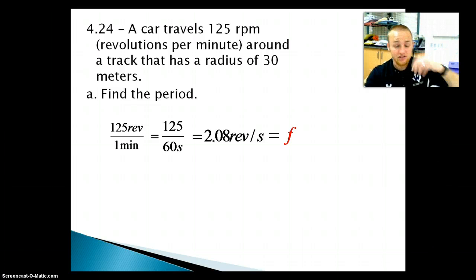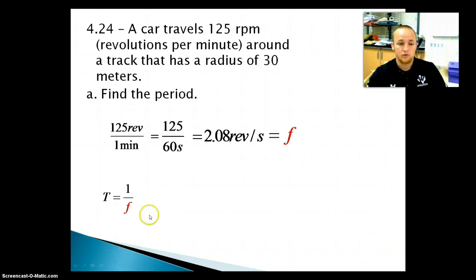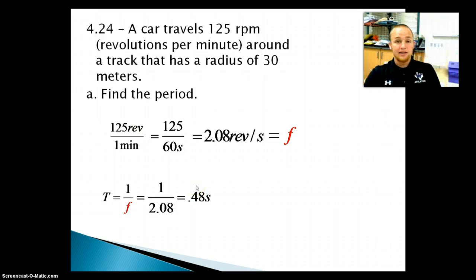So knowing this, we can find the period, because remember, the period is the inverse of frequency. So our period, T, is equal to 1 over our frequency. All we do now is substitute into that equation. So 1 over 2.08. So our period is 0.48 seconds. So it takes 0.48 seconds to go one full rotation. And that's our answer.